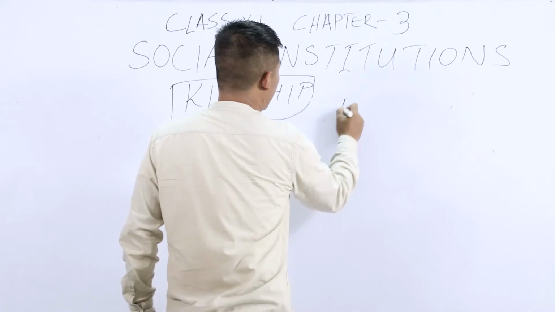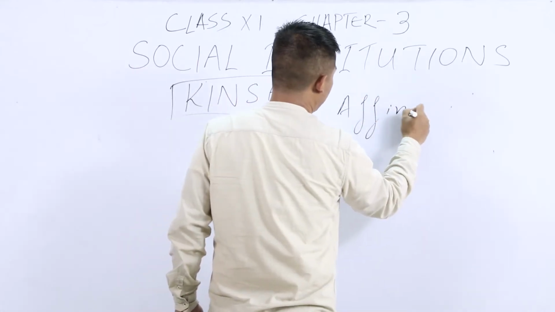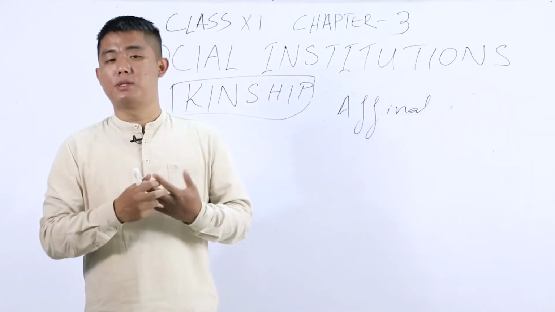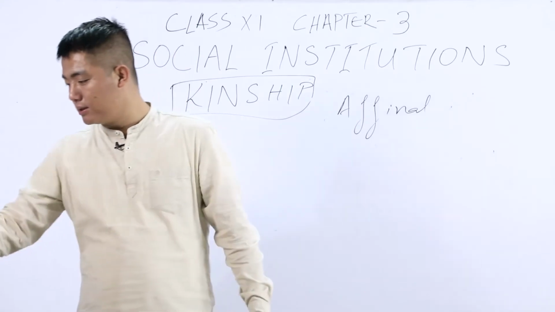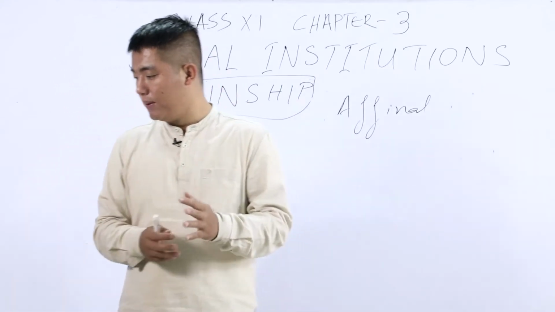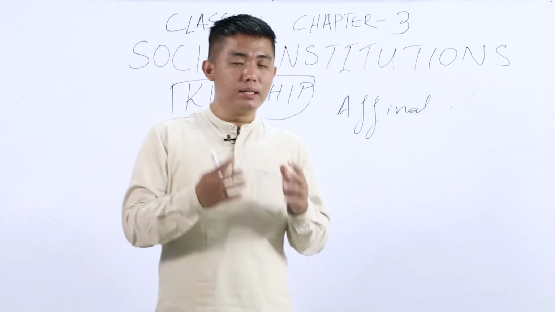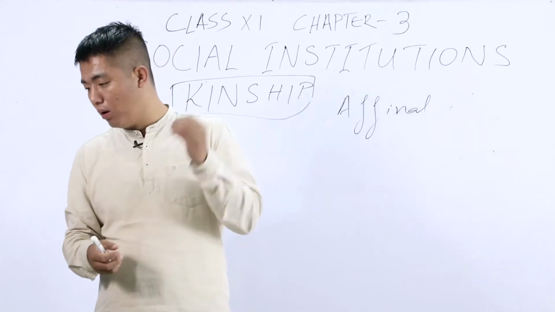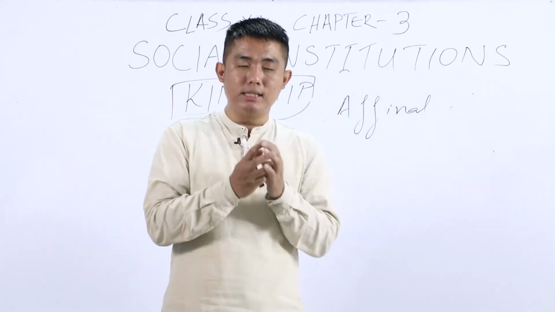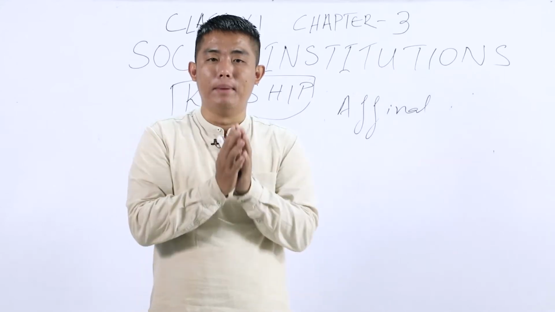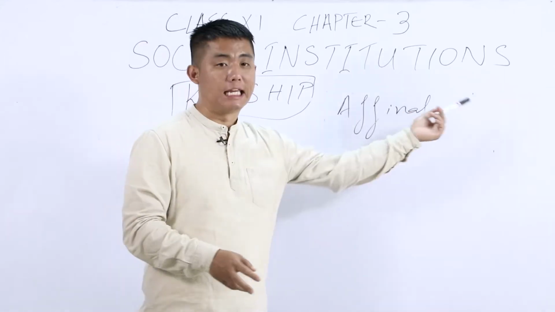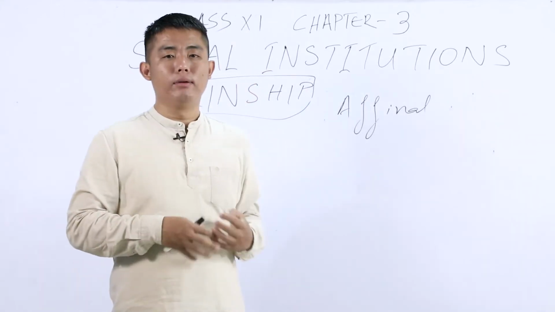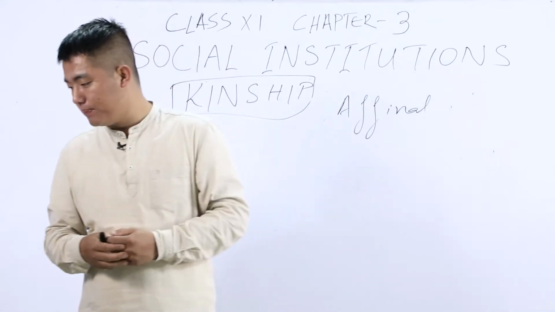Now, affinal, A-F-F-I-N-A-L, affinal kinship. What kind of relationship is built through this? Affinal kinship is kinship based on affinity. What does the term affinity mean here? Affinity of marriage. It means the relationship which is built through marriage is called affinal kinship.